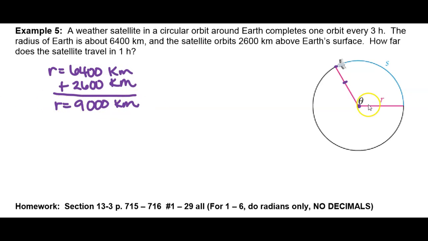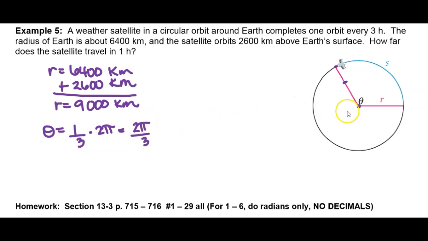And the next thing we need to look at is, do we know the central angle? It says that the satellite completes one orbit every 3 hours. So it's going to take 3 hours to go all the way around this circle. And the question is how far does the satellite travel in 1 hour? So that's going to be 1/3 of this arc. So to get theta, we're going to do 1/3 of 2 pi. So 1/3 of 2 pi would be 2 pi over 3.